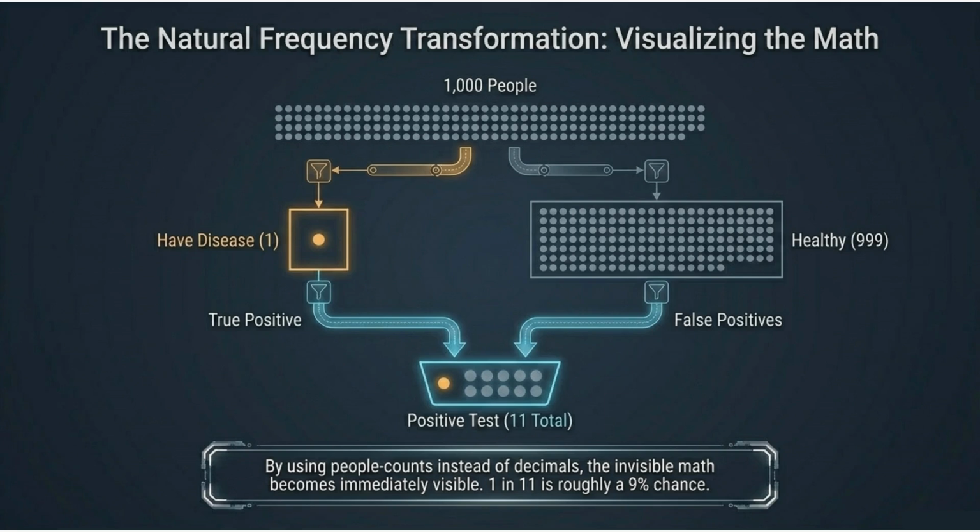Natural frequencies make the invisible visible. Take 1,000 people. Only one has the disease, prevalence 1 in 1,000. The test catches that one person as a true positive. Among 999 healthy people, roughly 1% false positives gives 10 false alarms. Total positive tests, 11. Only one of those 11 actually has the disease. 1 divided by 11 is about 9%, not 99%. Counting people instead of decimals exposes the base rate instantly.